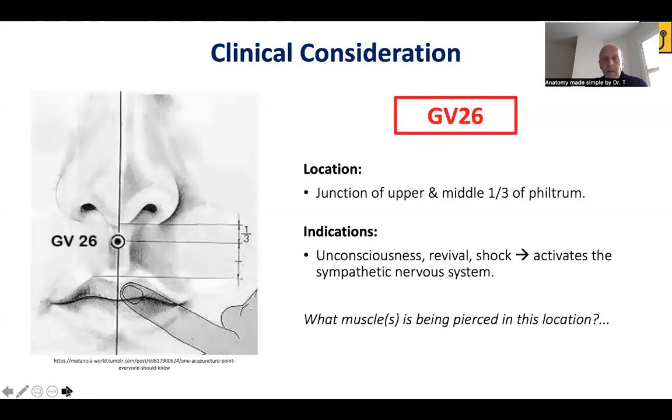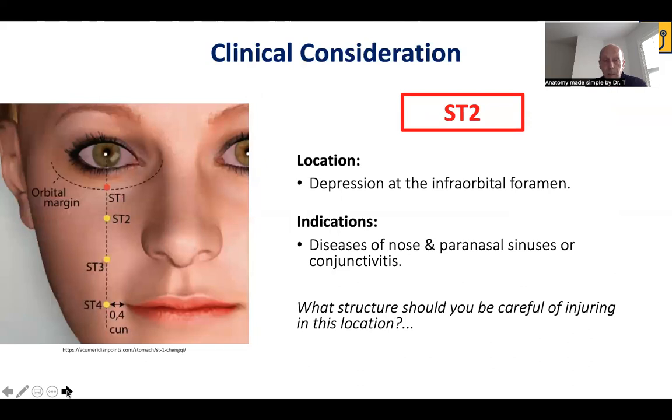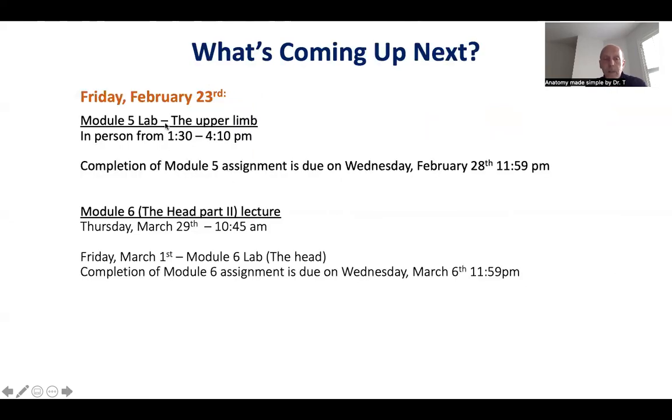So we're here at the end. As I mentioned, you're going to have some interesting acupuncture points that you would have to go through a little bit later. But for tomorrow, we're going to see each other in lab number five, upper limb. And your assignment, module five, is going to be due on Wednesday, 28th of February. Our next lecture, February 29th, not March 29th, is going to be on Thursday. We have the second lecture on the head. And Friday, March 1st, we're going to have lab about the head. And module six will be due a week after, Wednesday, March the 6th.